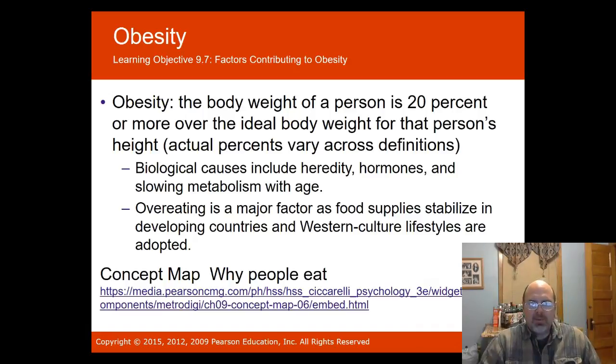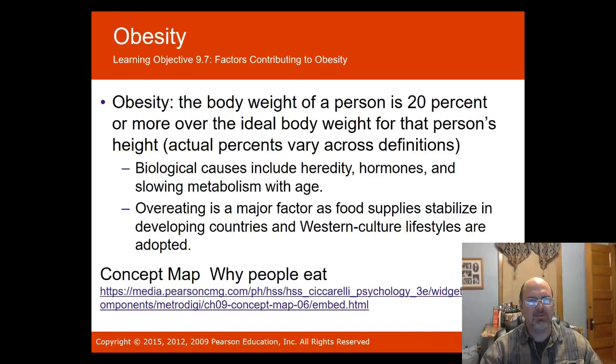Obesity is pretty much of epidemic proportions in the United States. It's when the body weight of a person is 20% or more over the ideal body weight. The biological causes would be heredity, hormones, slowing metabolism with age. However, overeating is a major factor. As food supplies stabilize in developing countries, we have a lot of food available to us. We're pretty much not without want when it comes to food.